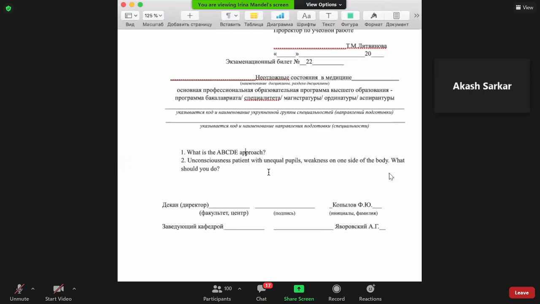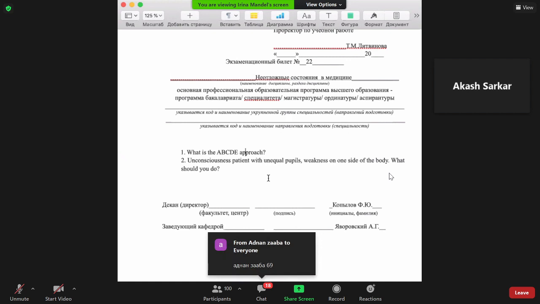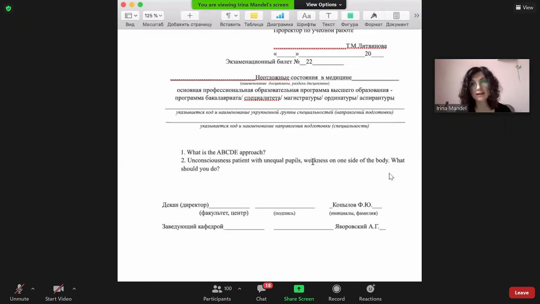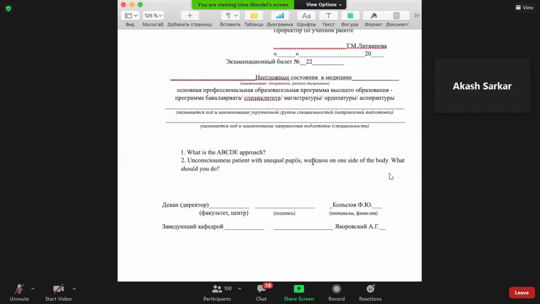Mm-hmm. And Professor, can you please give a view on variant number 15, question number 2. Okay, you should say about the CT scan to differentiate hemorrhage or ischemic stroke, and this is very important. Or this, the treatment depends on this results.